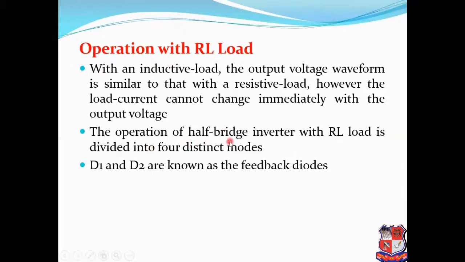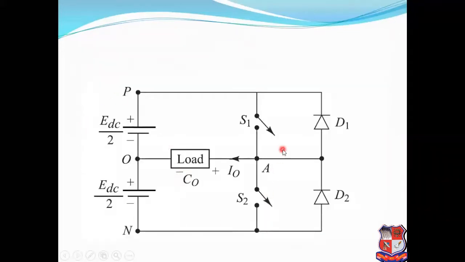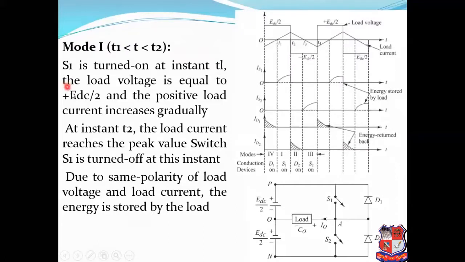So the operation of the half bridge inverter with RL load is divided into 4 distinct modes, and in this circuit we will see 2 diodes, D1 and D2, known as feedback diodes. So this is the circuit diagram. D1 and D2 are the feedback diodes, and the rest is the same as what we have taught in the R load.